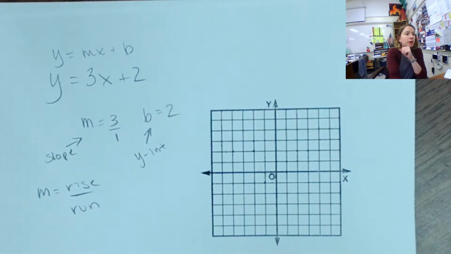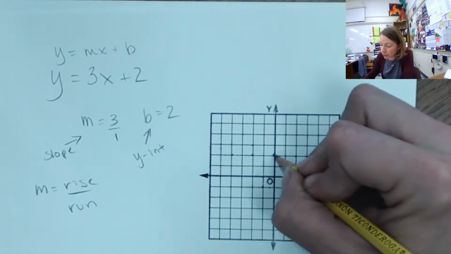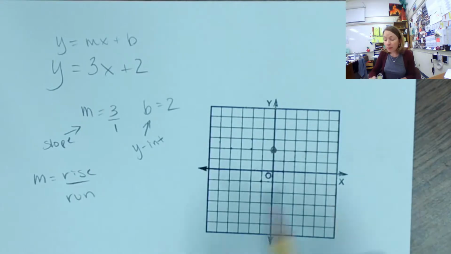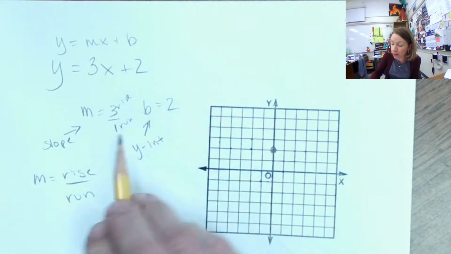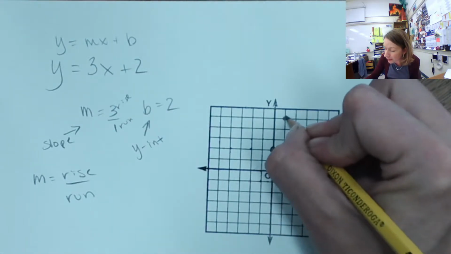Okay, so if I want to graph this linear function, I'm going to use my y-intercept, which is 2, so I go up to 2. Right? And then my slope is 3. So this is my rise, and then this is my run. So I go up 3 and over 1. Over 1 and then up 3.